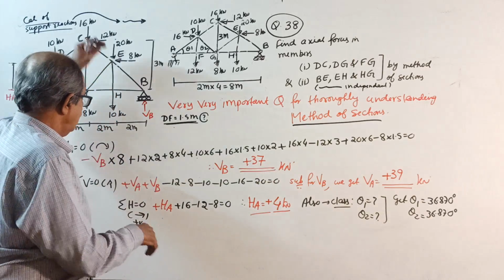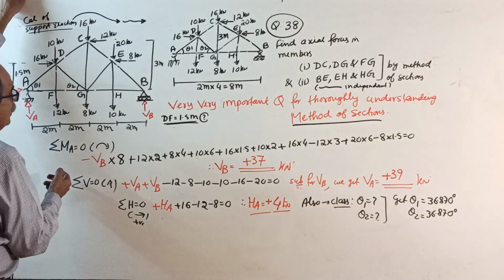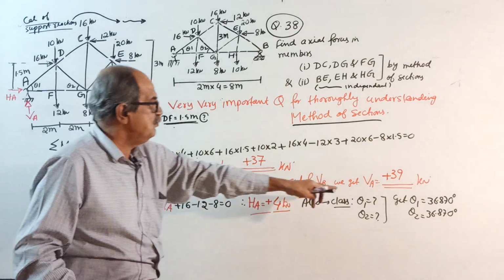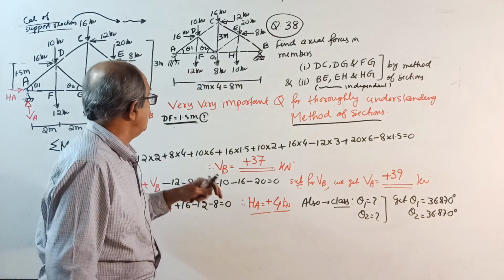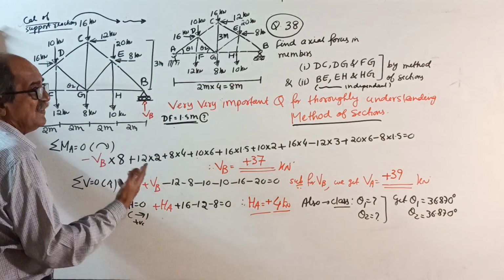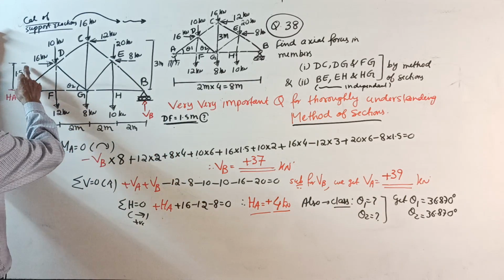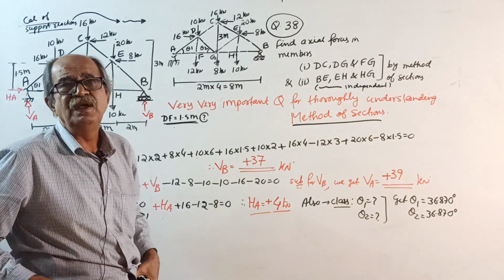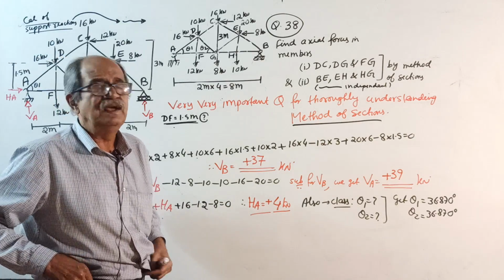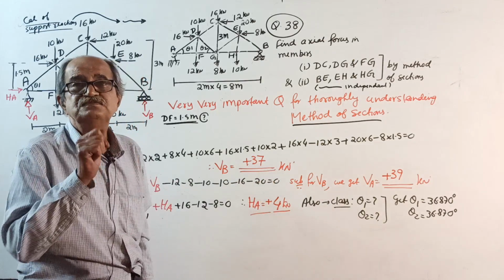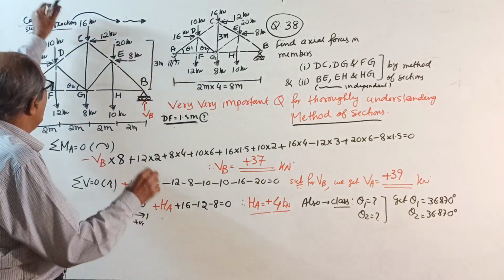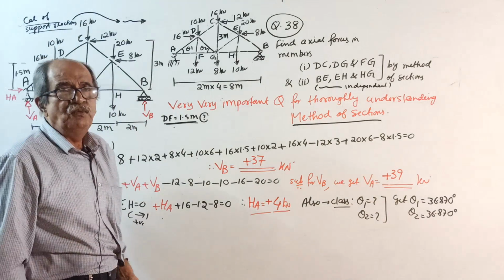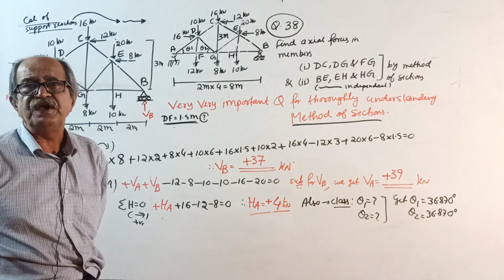Okay. Sigma V equal to 0, upward positive, I should not explain. You get the value of VA, substituting for VB. Sigma H equal to 0, once again: HA, 16, 12, 8. HA will come plus 4. Okay, this time all reactions are over. Now, make a note if you want. What direction are reactions considered? Everywhere we got a positive sign.